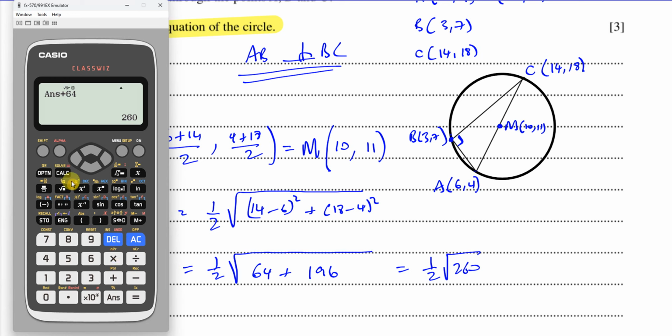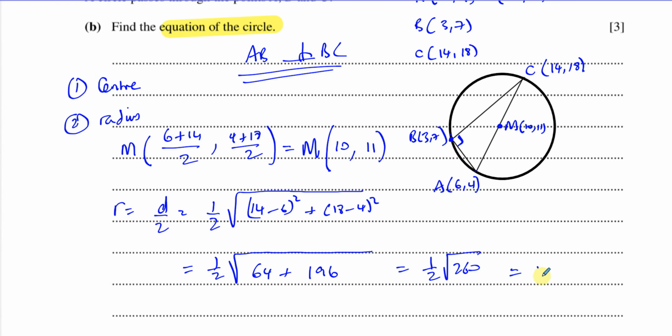Okay, so the square root of 260, divided by 2, is going to be root 65. So you end up with the square root of 65 is the radius. Okay, so that's the radius.